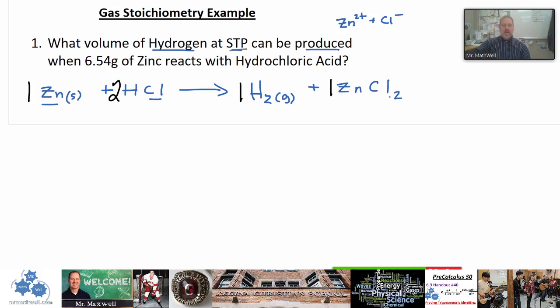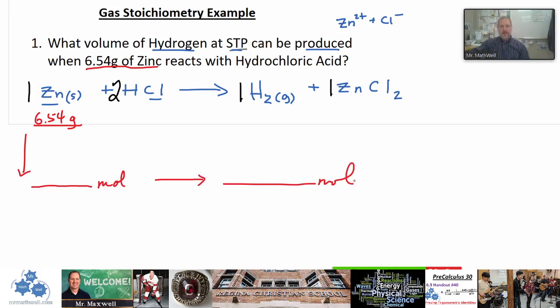Now what we're going to do is stoichiometry. So I am given 6.54 grams of zinc. Where's zinc? There we go. 6.54 grams. And again, it's highly recommended that you draw these little arrows and make your little spaces, map out where you're going here. This is always what we do for stoichiometry. We always convert to moles. Then we use the molar ratios in the equation to convert from moles to moles.